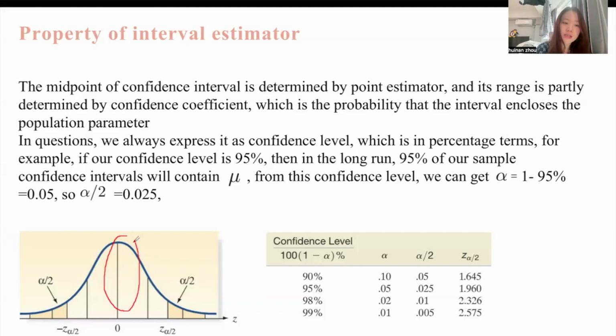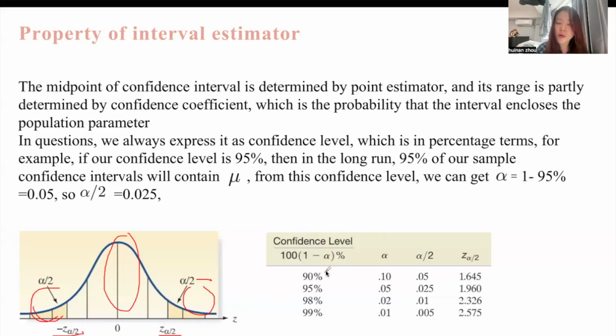This is the symmetric curve, and the alpha in this graph represents the area in the lower and the upper tail. Because the graph is symmetric, the area here in the lower tail and the area here in the upper tail are the same. That is alpha by 2. So as we have learned in our normal distribution, we can use this area, that is the probability, to get the z value here. So it is like a critical value.